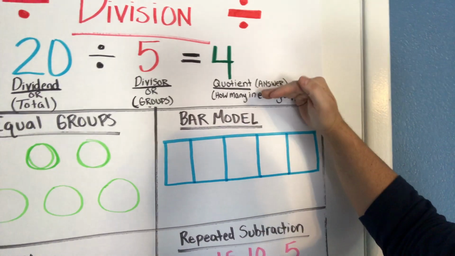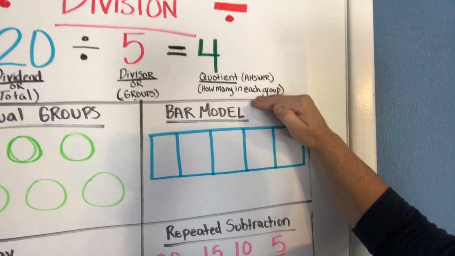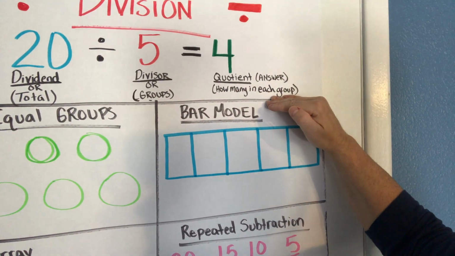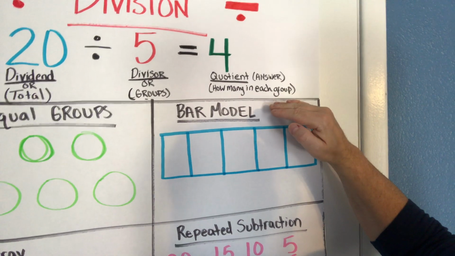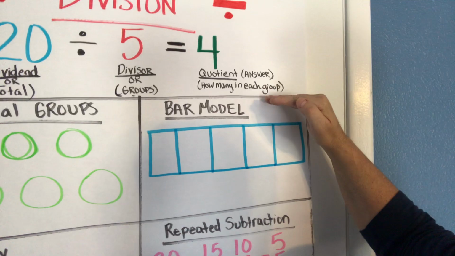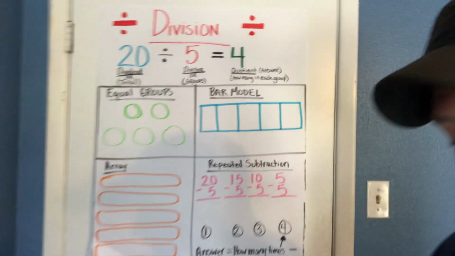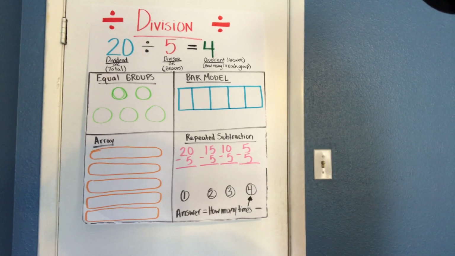That's basically going to tell us our answer, how many are in each group. So instead of adding things together, counting them up, and trying to find the total, we're actually breaking them down and trying to find out the opposite, which is how many are in each group. That'll make more sense in just a second. All right, I'm going to set you down there.